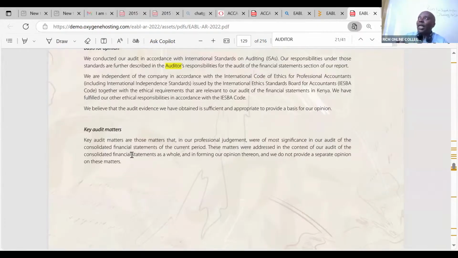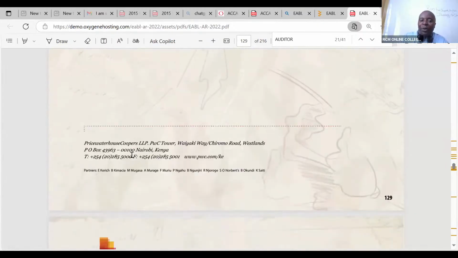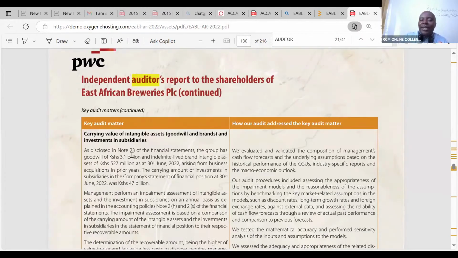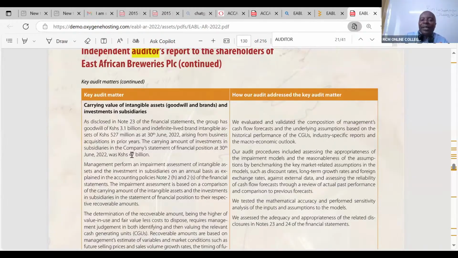Remember when they were changing this ISA, they brought these key audit matters basically to safeguard you as an auditor, because you'll come and list so many matters, say that they are key. They are key. So you can see like now key audit matters here, carrying value of intangible assets, goodwill, and brands, and investment in subsidiaries. So in this case here, come and discuss this, how our audit addressed the key audit matter, what we did.